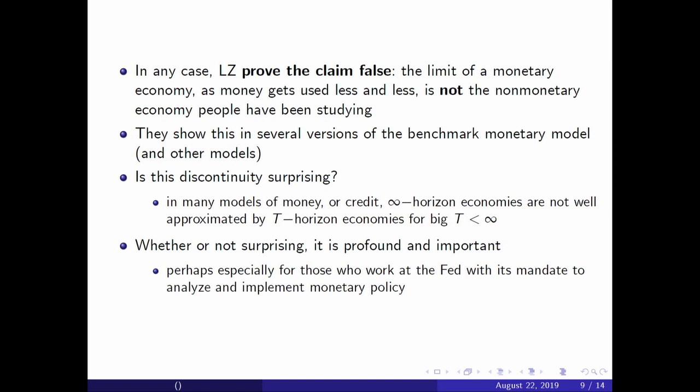Here's another one. In many models of money and models of credit, infinite horizon economies are not at all well approximated by T-horizon economies for any finite T. Probably more apropos are examples like in bargaining theory, where agents don't bargain. The first offer is accepted, but the threat to reject it disciplines the equilibrium offer. Or in credit models, agents don't default, but the threat to default disciplines behavior. Same thing in Lagos and Zhang. The threat of using money helps discipline the equilibrium outcome.